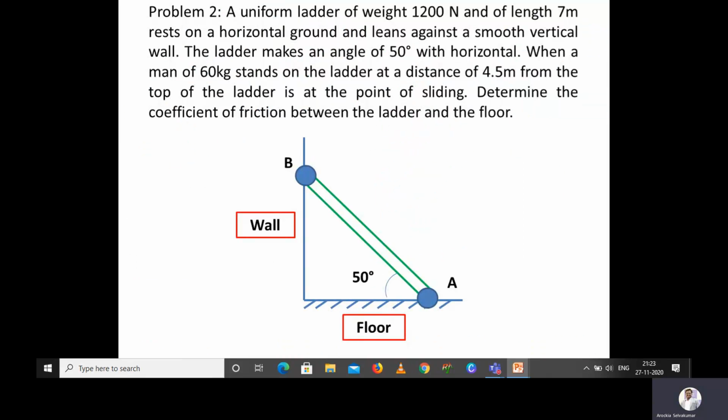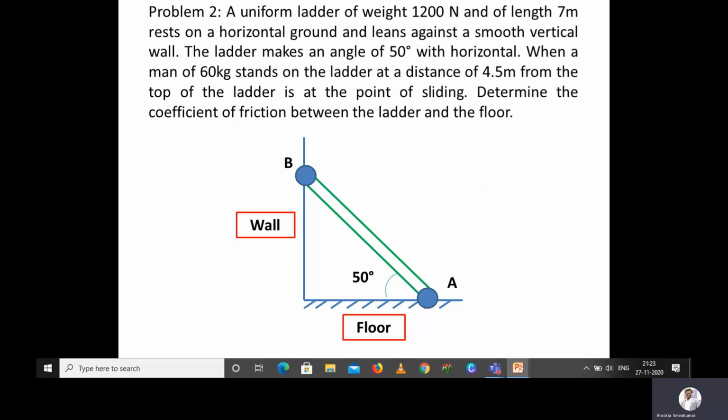So I am going to give you one more problem in a similar way. Try to solve it and then post your answers in the comment box. Here a uniform ladder of weight 1200 Newton and of length 7 meter rests on a horizontal ground and leans against a smooth vertical wall. So here also the condition is smooth vertical wall. The ladder makes an angle of 50 degree with horizontal. It's given in the diagram.